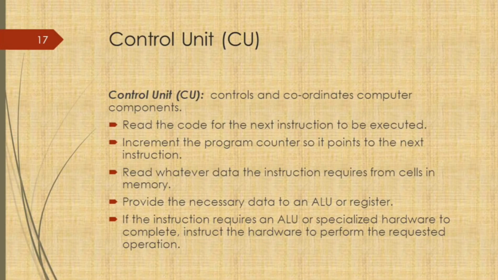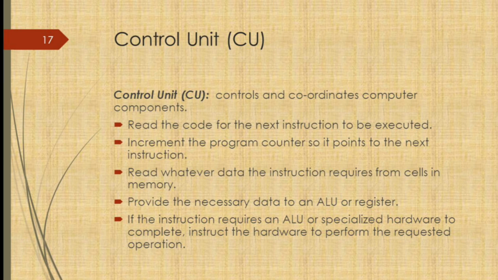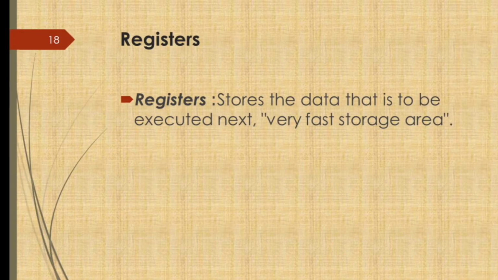Control unit, called CU, controls all and coordinates computer components. It reads the code for the next instruction to be executed, increments the program counter so it points to the next instruction, reads whatever data the instruction requires from cells in memory, and provides the necessary data to an ALU or register. If the instruction requires an ALU or specialized hardware to complete, it instructs the hardware to perform the requested operation. Register: stores the data to be executed next, a very fast storage area.